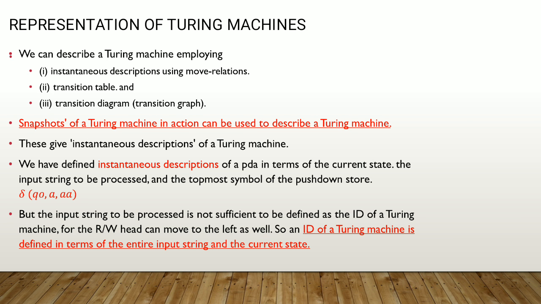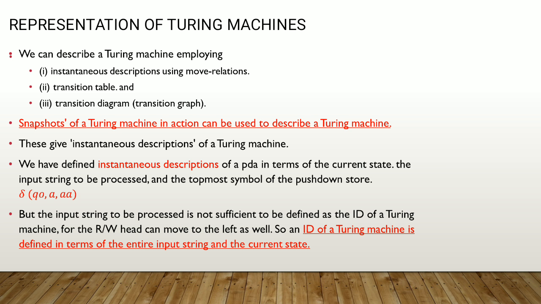In this video we will see how to represent the Turing machines. We can describe a Turing machine by employing three things. First is instantaneous description using Moore relations. Second is transition table, and third is transition diagram, or it is also called as transition graph.